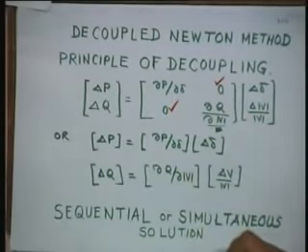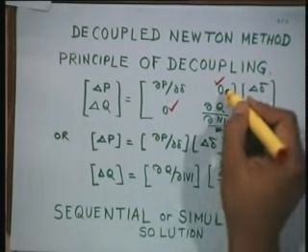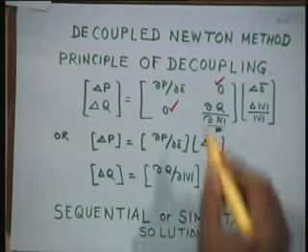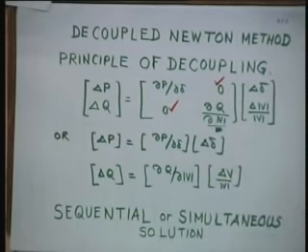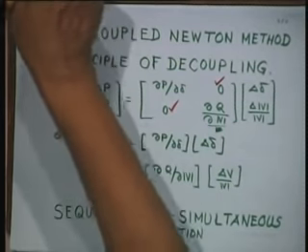Really bad that this here. I can make these off diagonal terms 0. What were these off diagonal terms? Delta P by delta V. Do you recall that?